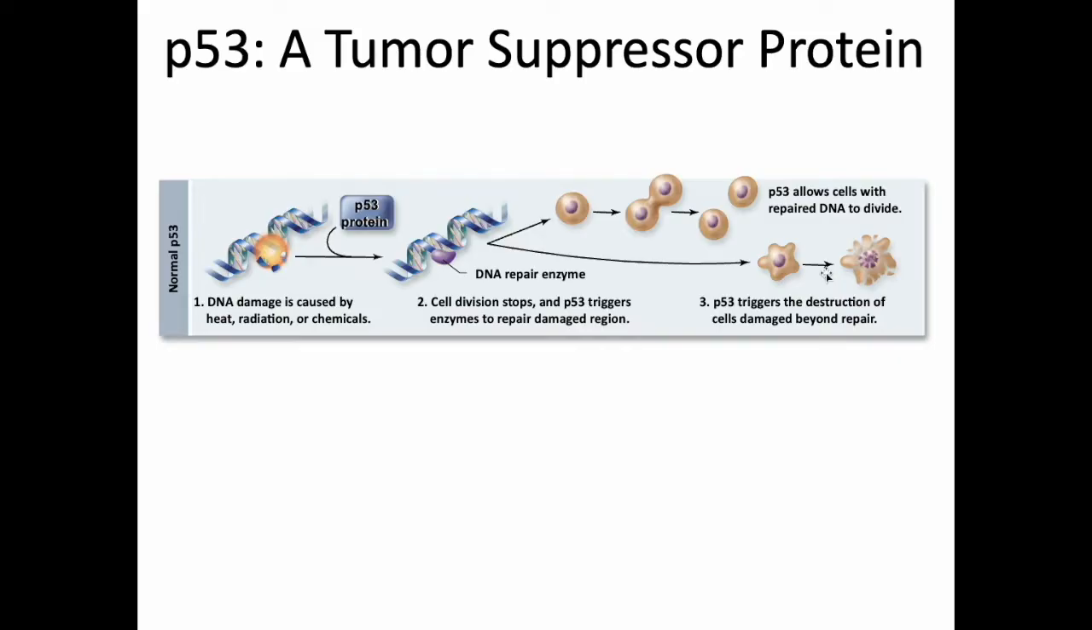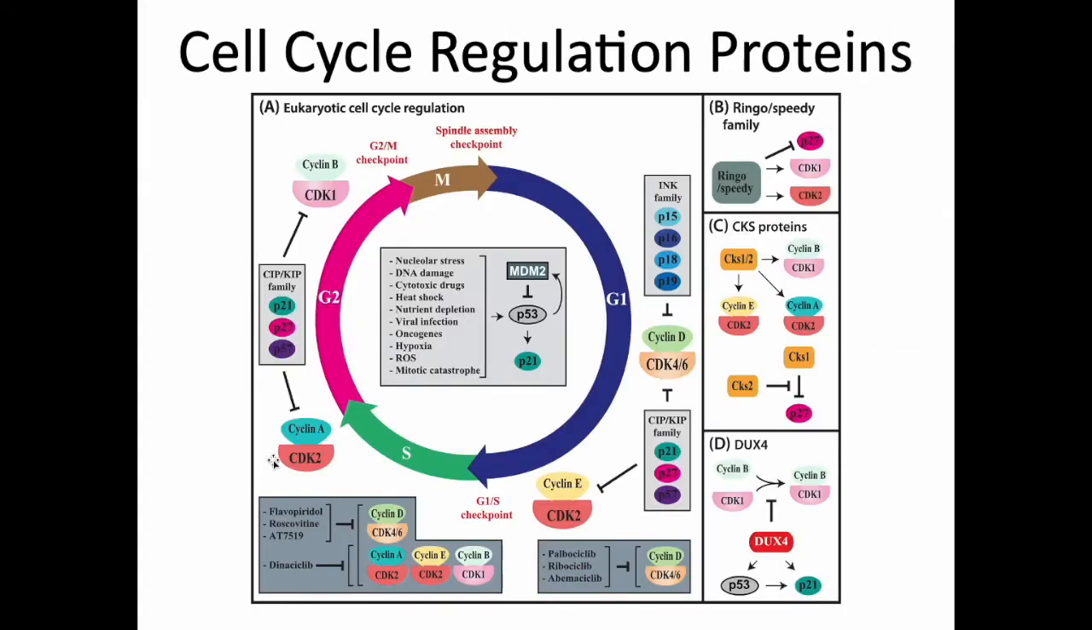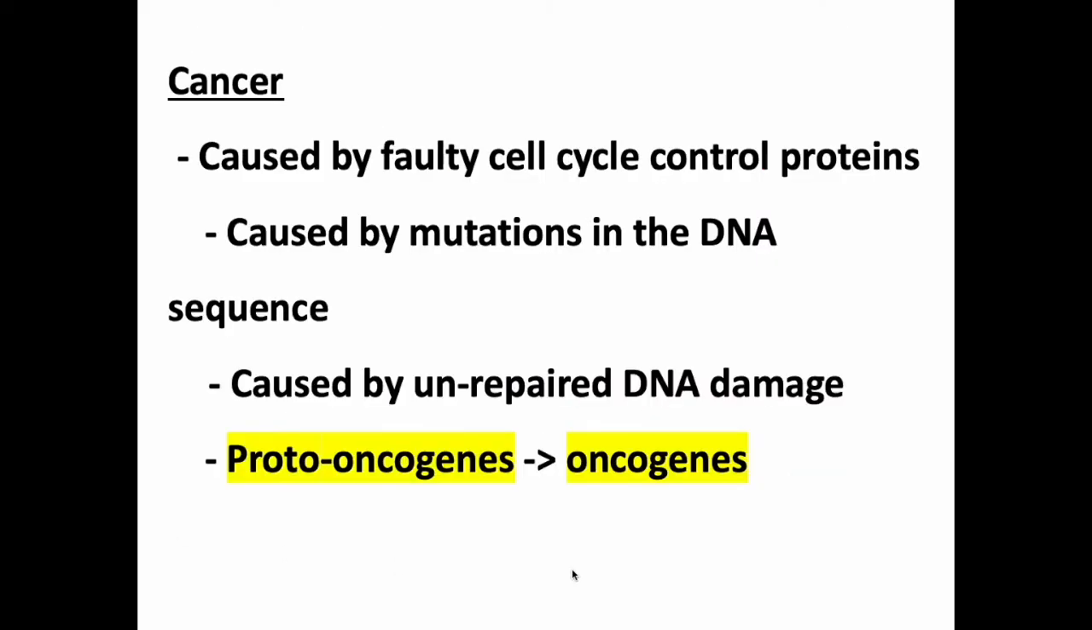Nothing is perfect. This is what P53 is supposed to do. Nothing works perfectly in a cell. It is possible for DNA damage to sort of slip past the notice of P53. Even with P53 doing a fantastic job of all of this, it is still possible to get a mutation in cyclin A's gene or any of these other cell cycle regulation proteins. It's still possible to get an oncogene.